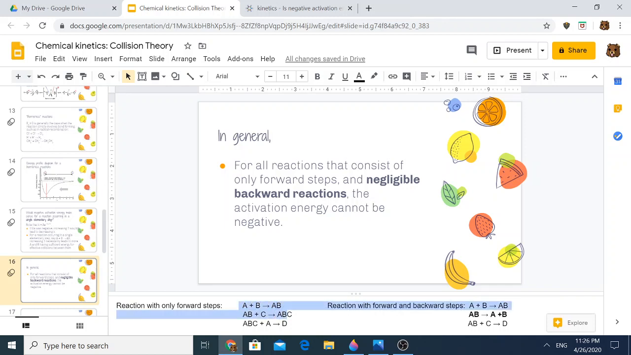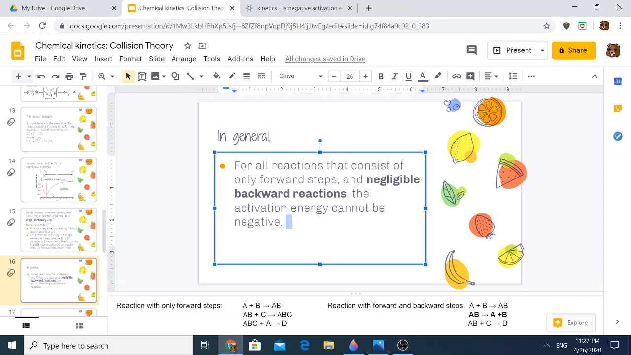So all these steps move forward, right? For this reaction scheme, A plus B plus C to give D, all these steps are forward steps. There are no reverse steps. So if every single step here has a positive activation energy, then it would follow that the overall reaction would also have a positive activation energy. It means that as temperature increases, the rate constant for this reaction will also increase. It makes sense. So in general, we can establish that for all reactions that consist of only forward steps and negligible backward reactions, the activation energy cannot be negative.